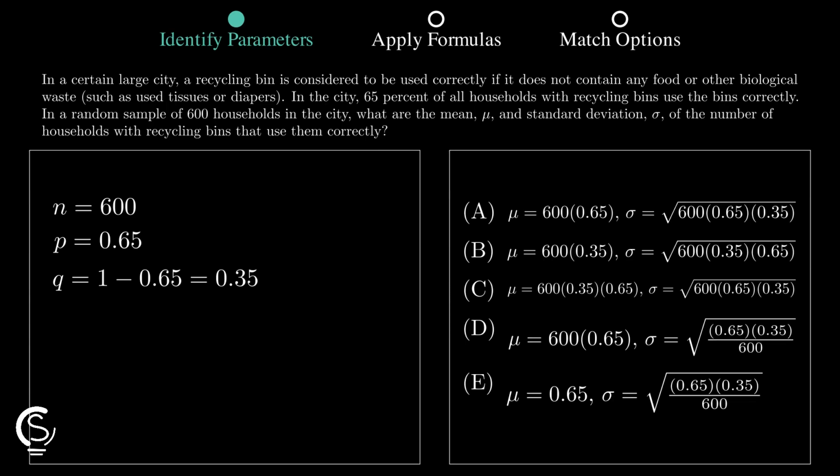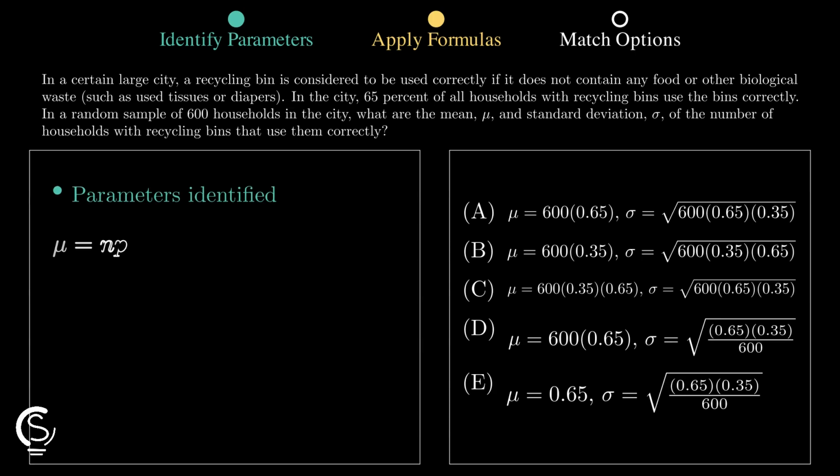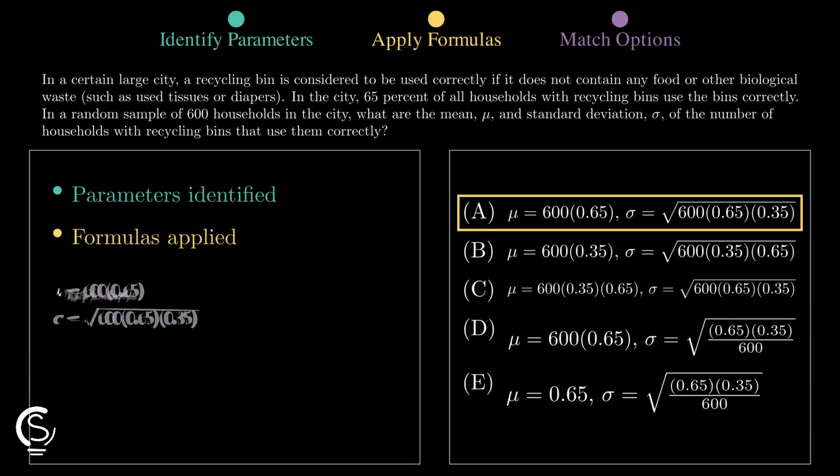Keep moving forward now. For a binomial distribution, the mean is n times p, and the standard deviation is the square root of n times p times q. That is the key formula here. Substitute our values into the formulas to get 600 times 0.65 for the mean and the square root of 600 times 0.65 times 0.35 for the standard deviation. That matches.